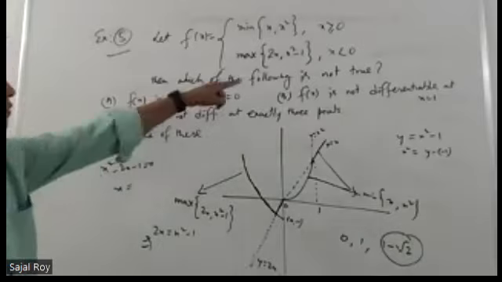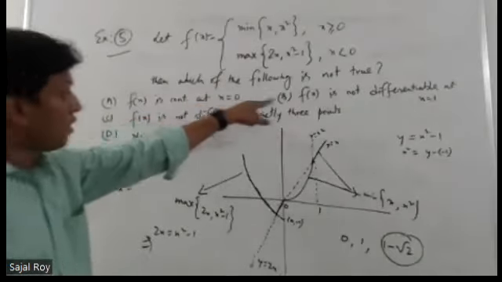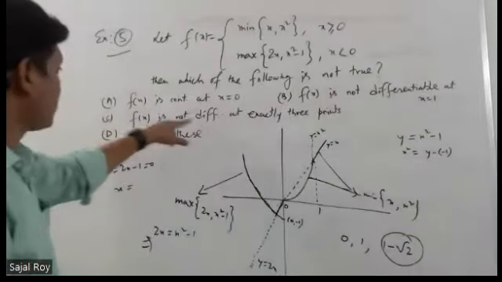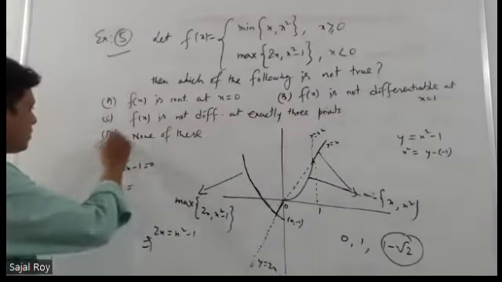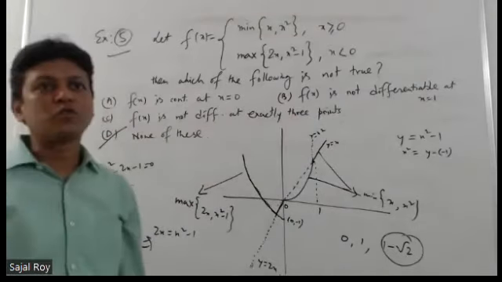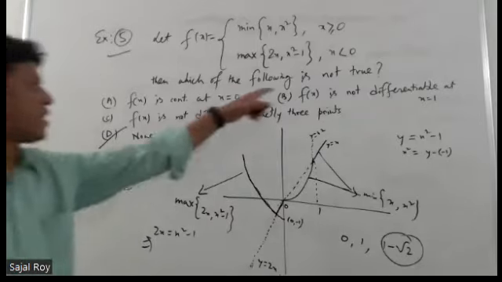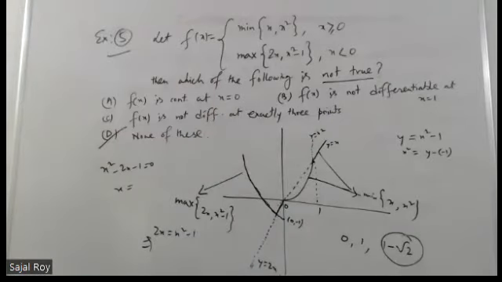So which one of the following is not true? f(x) is continuous at x equal to 0, this is true. f(x) is not differentiable at x equal to 1, true. f(x) is not differentiable at exactly 3 points, true. None of these. All are true, but it said not true. So the answer is none of these. Clear?